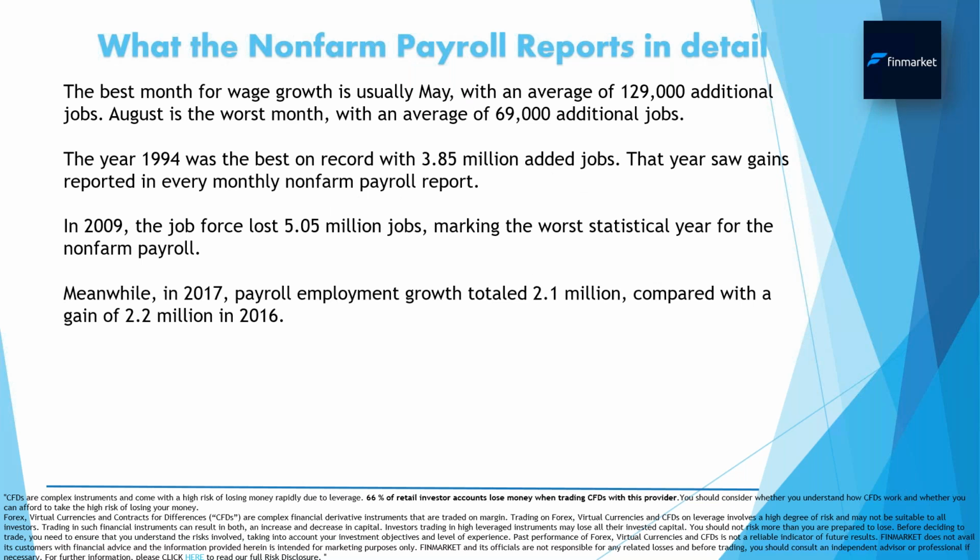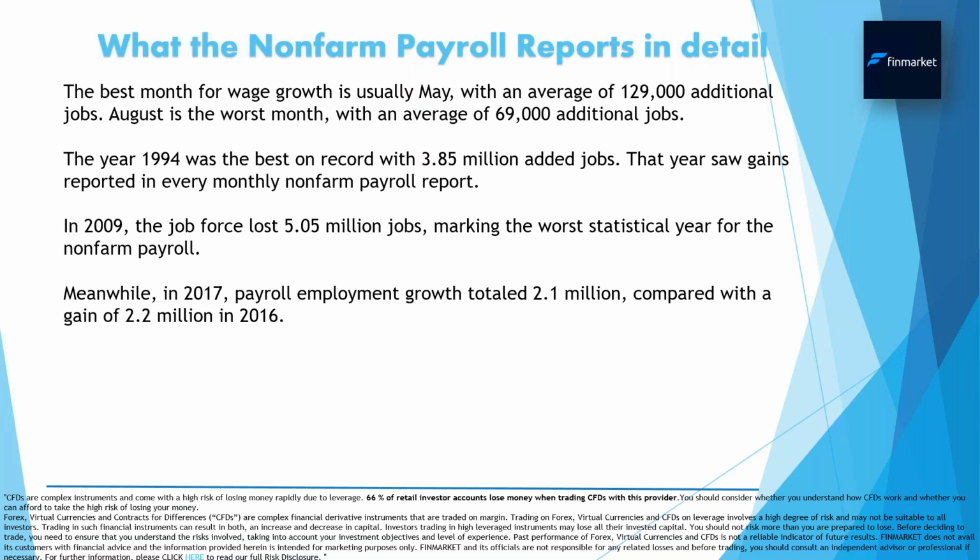Now, the best month for wage growth is usually considered to be May, with an average of 1,029 additional jobs. The August month is supposed to be the worst one, so pay attention to these months, okay? We have an estimation of how this works. It has to do with the seasons. Now, the year 1994 was the best on record. We have 3.85 million added jobs. That was a great year. In 2009, the job force lost 5.5 million. So you can see how extreme this can become.